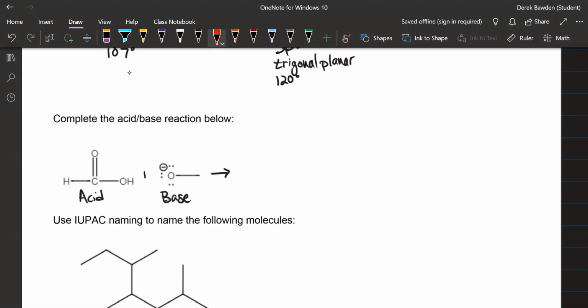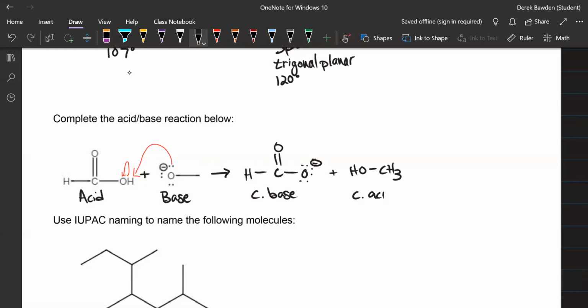The reason it's more acidic is because when you take that hydrogen, then it can resonate that negative charge. Okay, so our oxygen is going to steal this proton, and then the electrons between the oxygen and the hydrogen are going to go onto the oxygen. So our product here is going to look something like this. This is our conjugate base, conjugate acid.